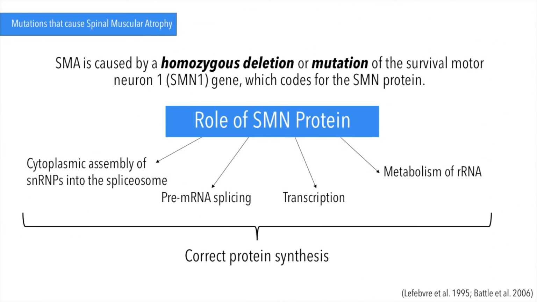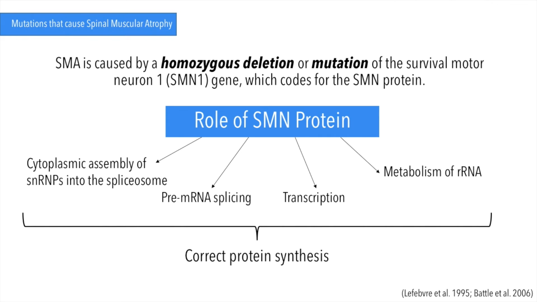Mutations that cause aberrant RNA splicing often result in disease, such as spinal muscular atrophy. SMA is caused by a homozygous deletion or mutation of the survival motor neuron 1 gene, which codes for the SMN protein. The SMN protein plays a critical role in the cytoplasmic assembly of SNRPs into the spliceosome, as well as in pre-mRNA splicing, transcription, and metabolism of rRNA.